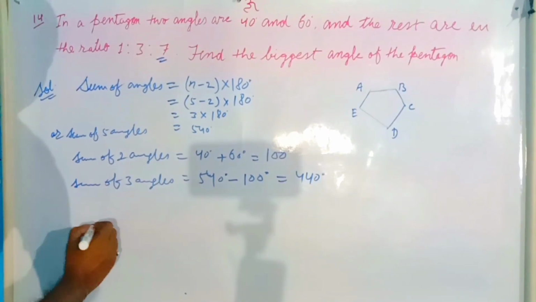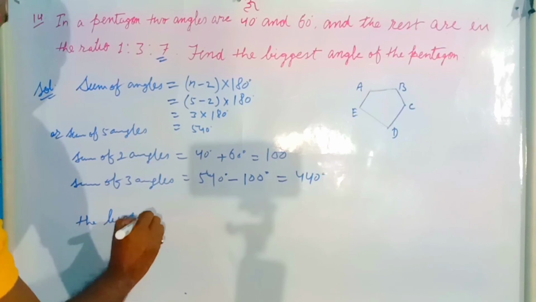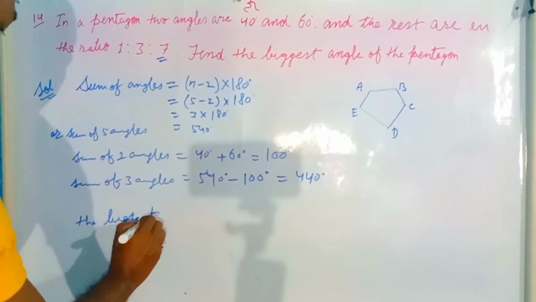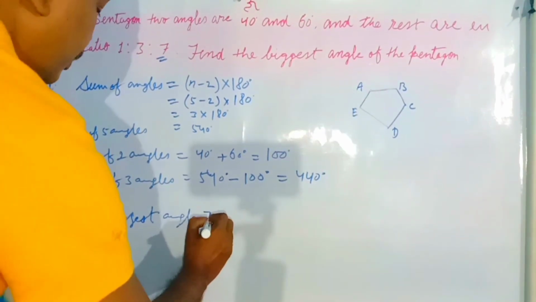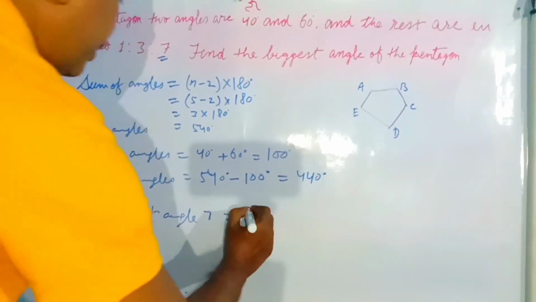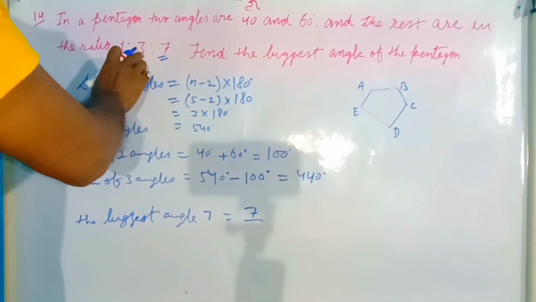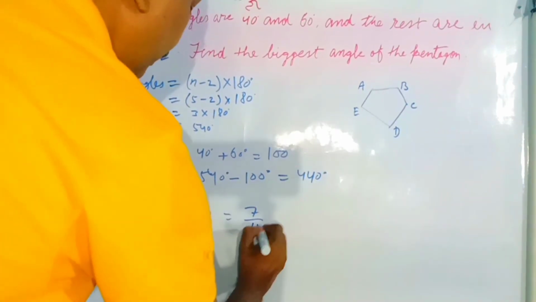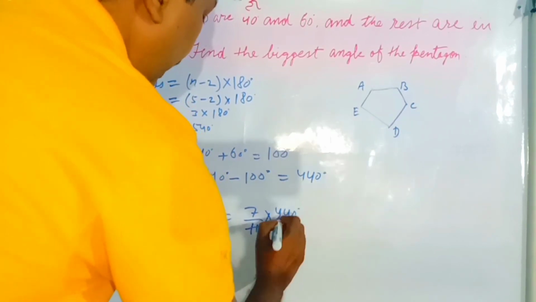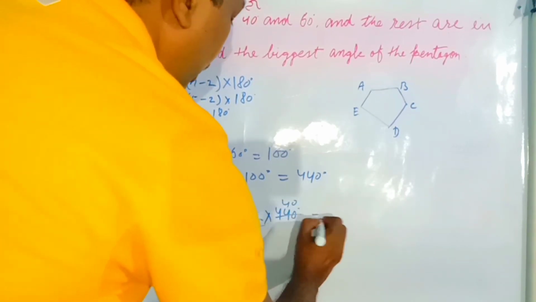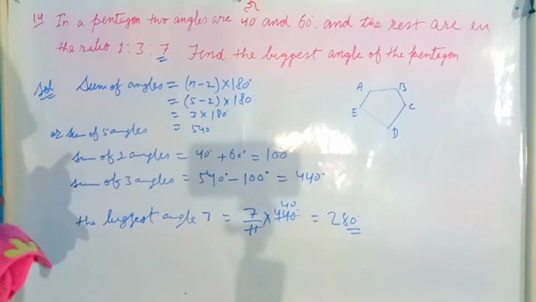So we will find the biggest angle, that means 7 equals 7 by 1 plus 3 plus 7, that will be 4 plus 7, 11, into 440 degrees. 11 4s are 44 and 0. Now we have 280 degrees. This one is the biggest angle of the pentagon.